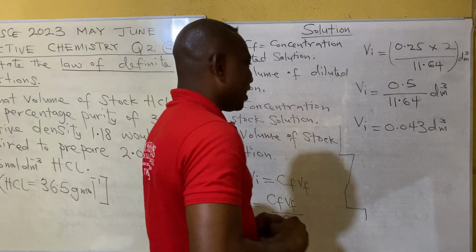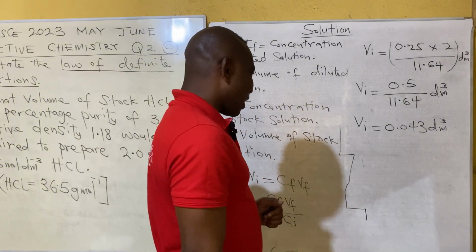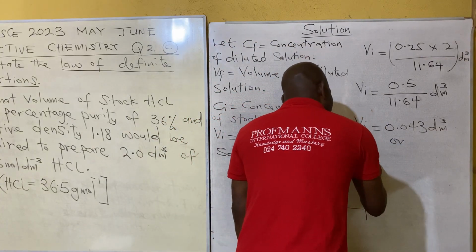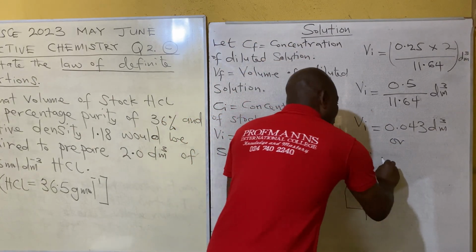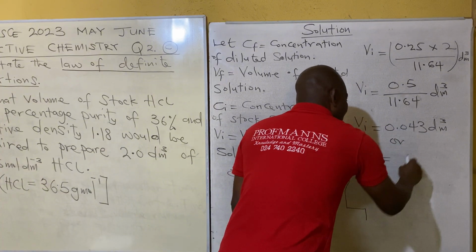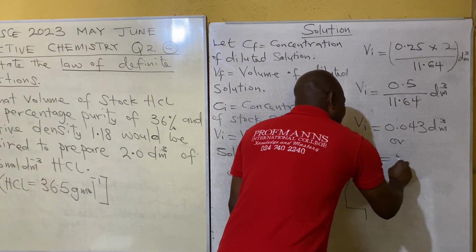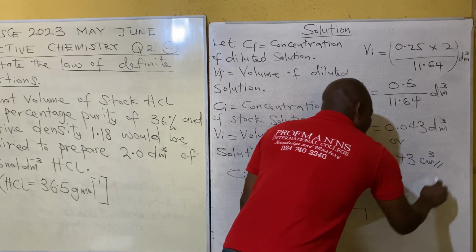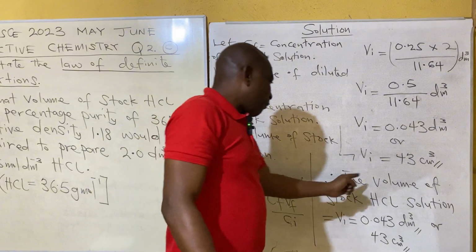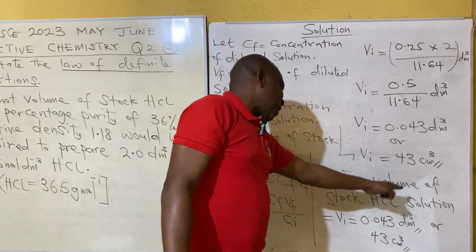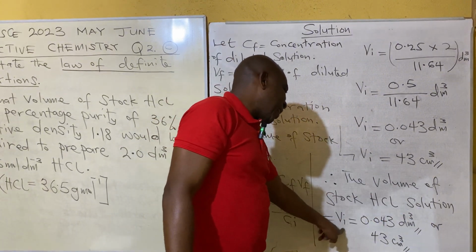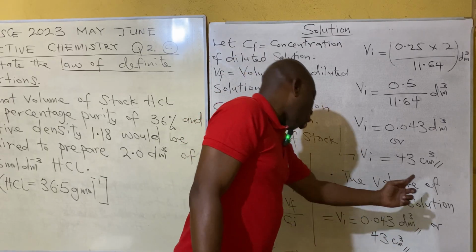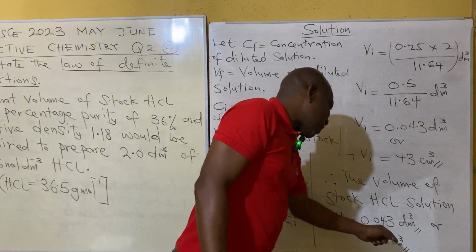So that is the volume. Or if you want to convert this to centimeter cube, then we have to multiply by 1000. So we say volume of stock solution is equal to, by multiplying by 1000, it gives us 43 centimeter cube. Therefore, the volume of the stock HCl solution is equal to Vi is equal to either 0.043 dm cube or 43 centimeter cube.